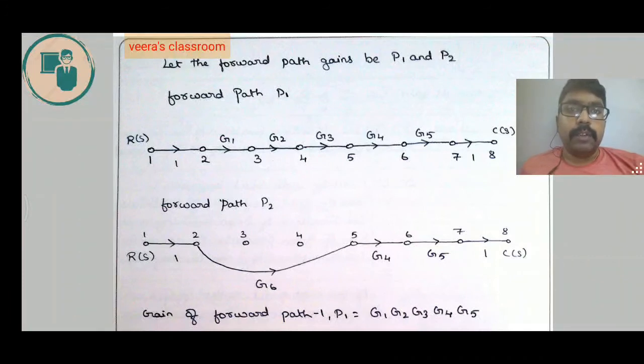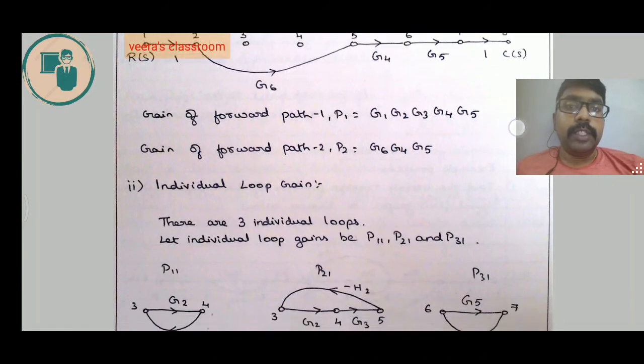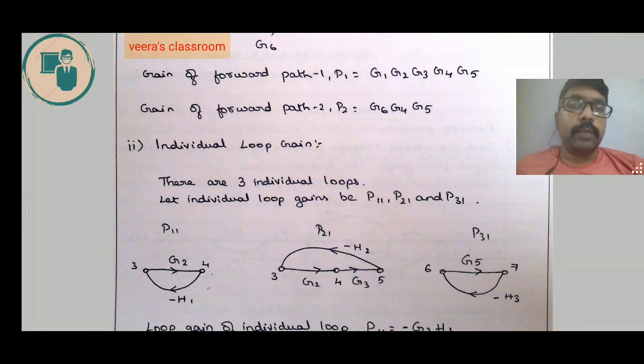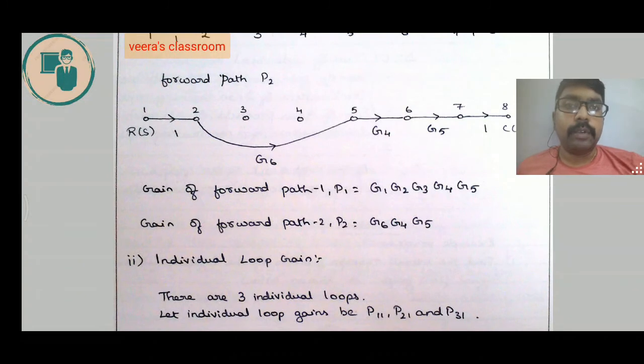We'll compare forward path 2 with the individual loop gains to see if we have a non-touching loop. See here in the first one, p11, that starts from 3, goes to 4 and ends at 3. This individual loop can be drawn on this forward path without disturbing the forward path. So when you write del 2, we'll write it as 1 minus this individual loop gain.